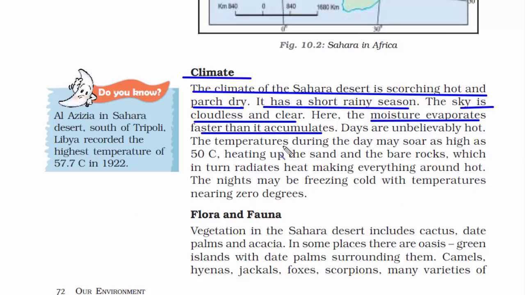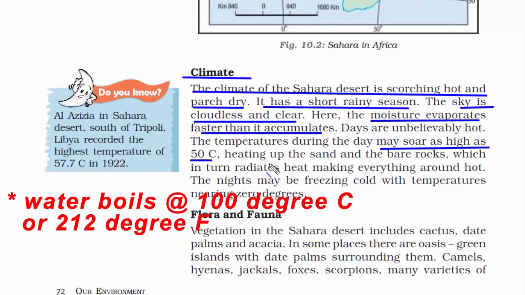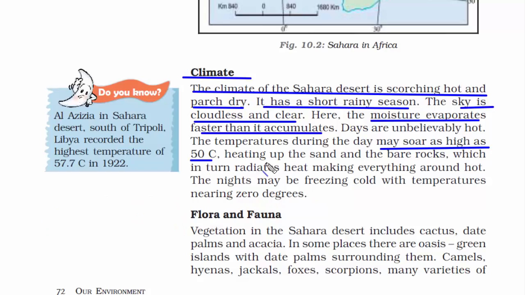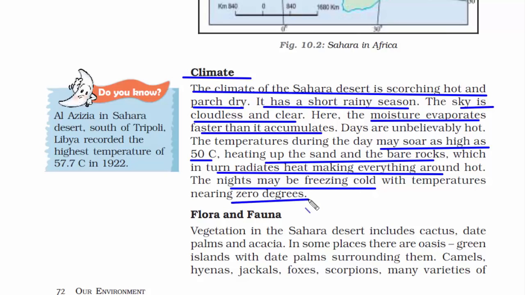So the temperature during the day can go as high as 50 degrees Celsius, almost half of what water boils at. And since it's a desert, it is all covered with sand and rocks. So rocks and sand heat up very fast, which radiates the heat around the atmosphere, making the air very hot. But surprisingly, at night, it is freezing cold with temperature nearing 0 degrees Celsius.